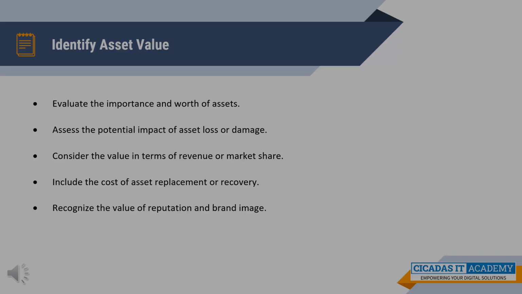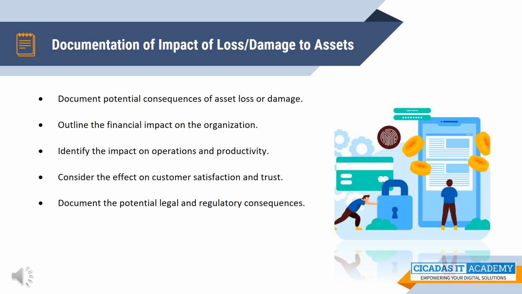To effectively manage risks, organizations should document the potential consequences of asset loss or damage. This documentation should outline the financial impact on the organization, including direct costs and potential loss of revenue. It should also identify the impact on operations and productivity, as well as the effect on customer satisfaction and trust. Furthermore, potential legal and regulatory consequences should be documented to ensure compliance and mitigate legal risks.